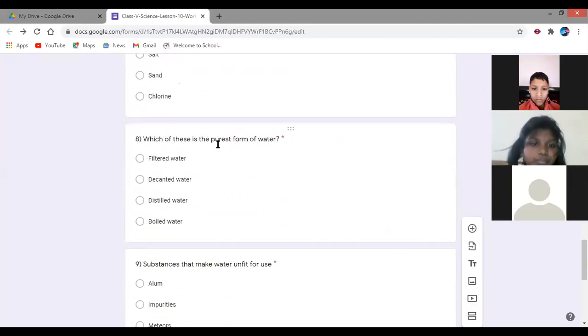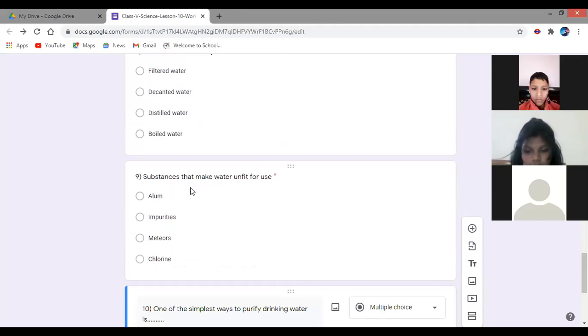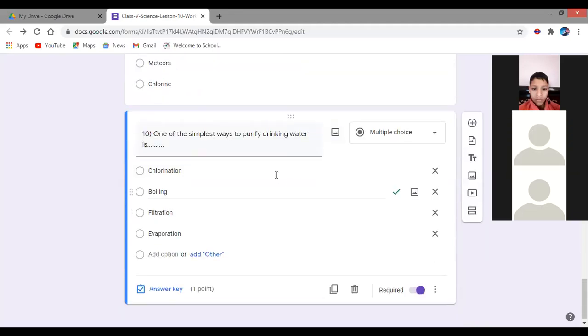Which of these is the purest form of water? Filtered water, decanted water, distilled water, boiled water. Substances that make water unfit for use. Alum, impurities, meteors, chlorine. One of the simplest ways to purify drinking water is chlorination, boiling.